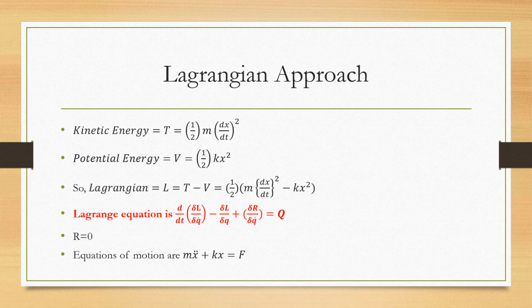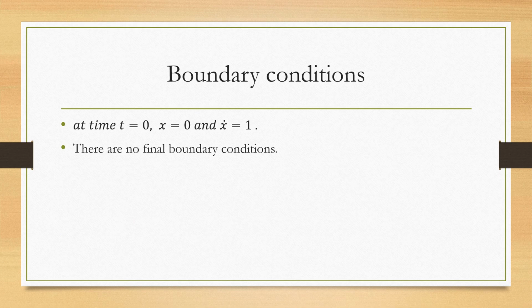And the Lagrangian approach, where the kinetic energy is given by T equals 1/2 mv squared, and the potential energy is given by the energy of the spring due to deflection, 1/2 kx squared, gives you the same equation of motion as the free body diagram approach. So going from there and taking into consideration simple boundary conditions at time t equals 0, x equals 0, initial velocity is 1, there are no final boundary conditions.